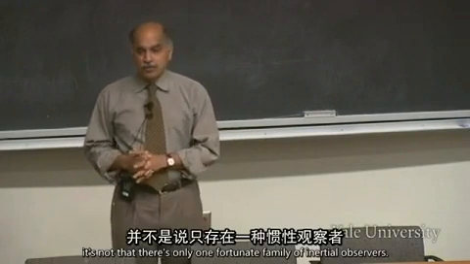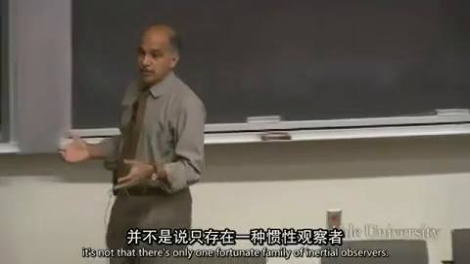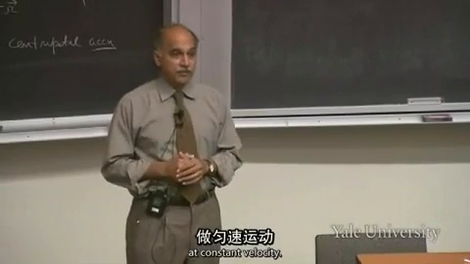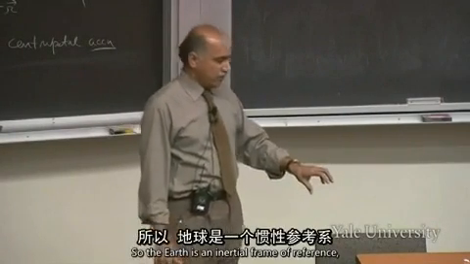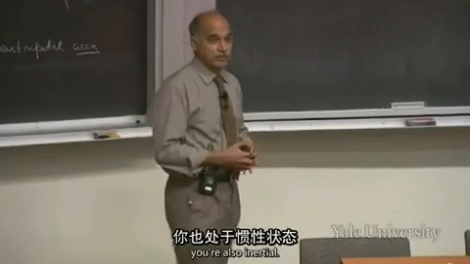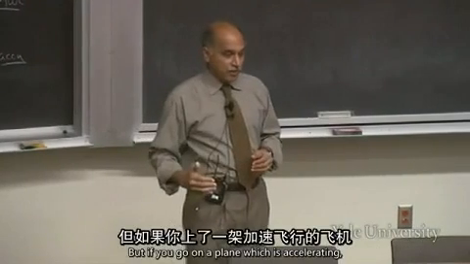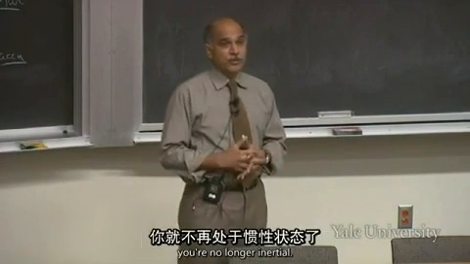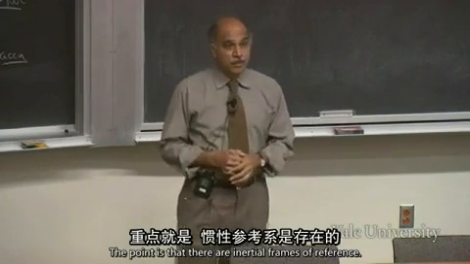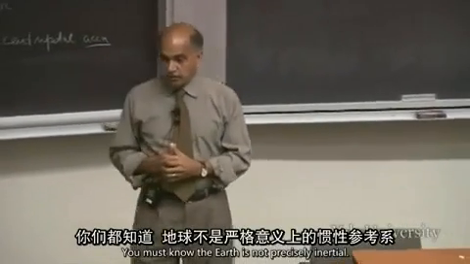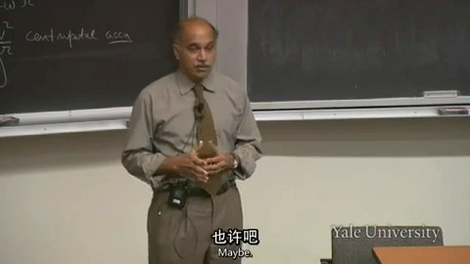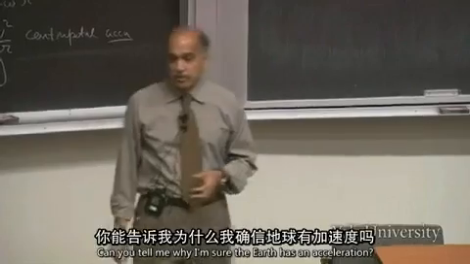Therefore, it's not that there's only one fortunate family of inertial observers. There's an infinite number of them, but they're all moving relative to each other at constant velocity. So if the Earth is an inertial frame of reference, if you go in a train relative to the Earth at constant velocity, you're also inertial. But if you go in a plane which is accelerating, you're no longer inertial. That's the main point. But the point is there are inertial frames of reference. Now you must know the Earth is not precisely inertial because the Earth has an acceleration. So maybe, can you tell me why I'm sure the Earth has an acceleration?